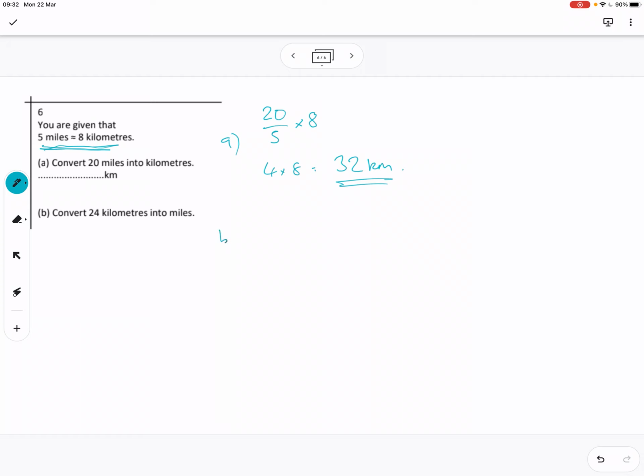So that was A. B, convert 24 kilometres into miles. So I'm going to do 24 divided by 8 times 5. So 24 divided by 8 is 3 times 5, 15 miles. And again, that is a smaller number than the number of kilometres, which kind of stands to reason. So that was that quiz.